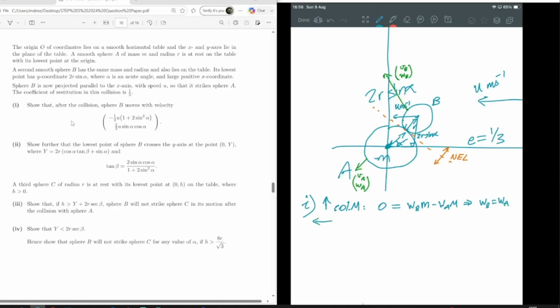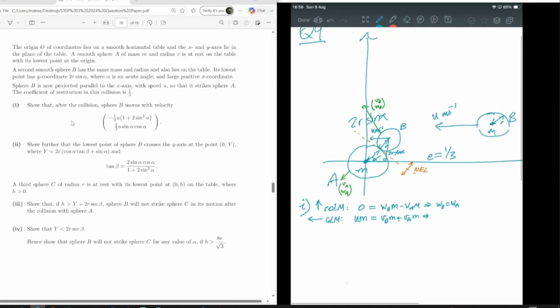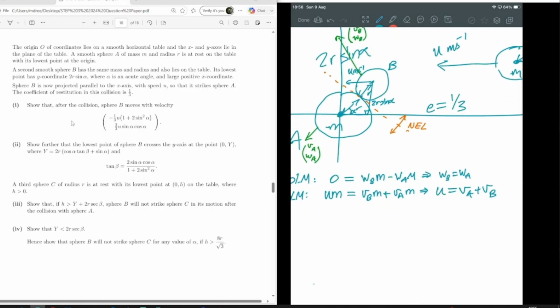Let's do the same for conservation of linear momentum horizontally. This time I'm going to take leftwards to be positive. So initially I have UM, and that is becoming VBM plus VAM, or U is VA plus VB.